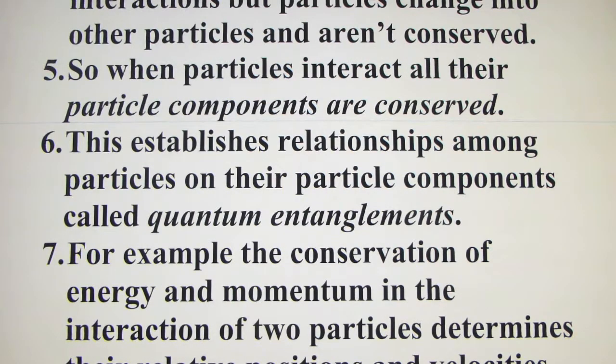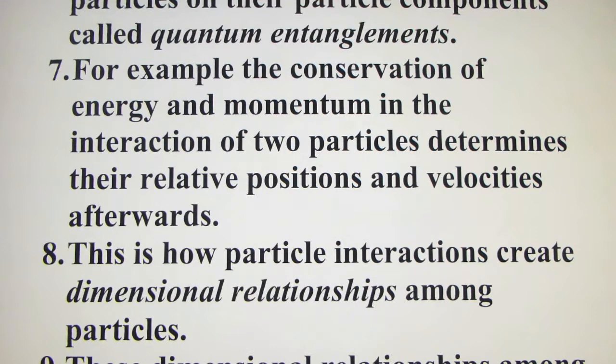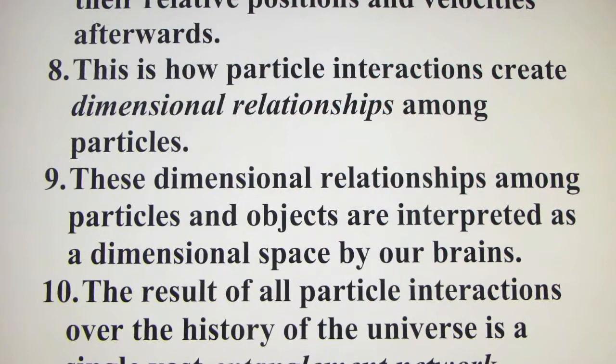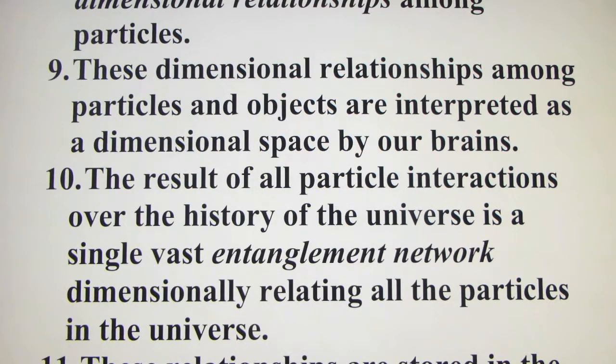So when particles interact, all their particle components are conserved. This establishes relationships among particles on their particle components called quantum entanglements. For example, the conservation of energy and momentum in the interaction of two particles determines their relative positions and velocities afterwards. This is how particle interactions create dimensional relationships among particles. These dimensional relationships among particles and objects are interpreted as a dimensional space by our brains.